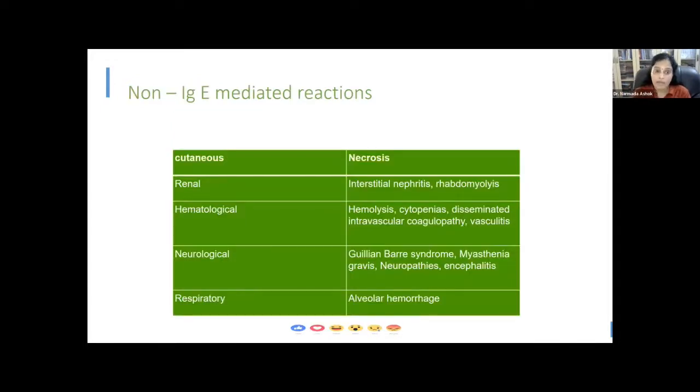Now, what we are also worried about is a non-IgE mediated reaction, which can occur when there are massive bites, which can happen with honeybees and wasps. So they can produce necrosis. Renal, they can produce interstitial nephritis and rhabdomyolysis. Hematologically, they can produce hemolysis, cytopenias, and DIC. And neurological, they can even cause Guillain-Barré syndrome that can manifest later, a week after the insect bites too. And they can produce alveolar hemorrhage in the respiratory system.